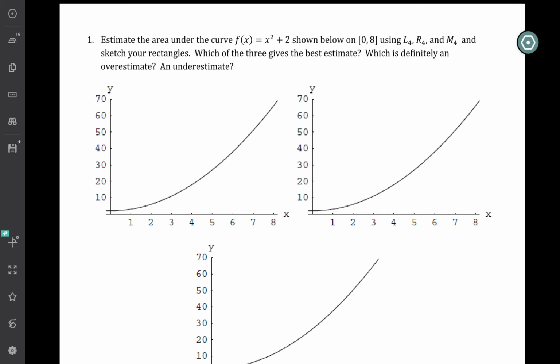We're supposed to estimate the area from 0 to 8, so everything we're seeing this time, but again, don't assume that, make sure you pay attention. You could definitely be asked for an estimate from 1 to 7 or something like that.